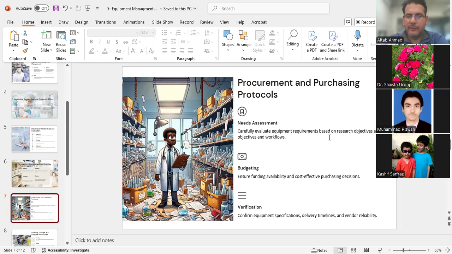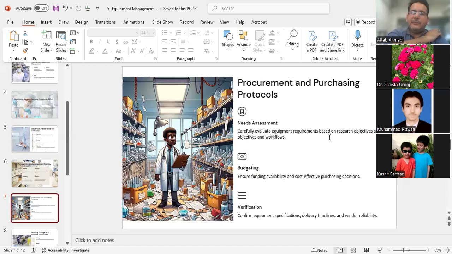So if it is standardized, you can use that. And then verification: confirm equipment specification, delivery timeline and vendor availability. This is also very important for the purchase. Some of the equipment you can get very easily. Some of those, even the chemicals, take a lot of time to get. So you have to check everything.